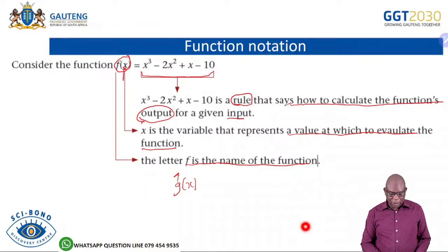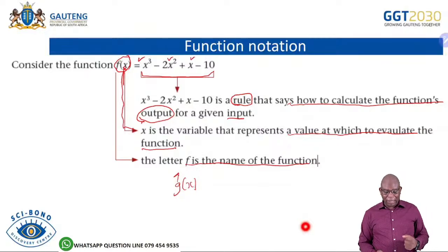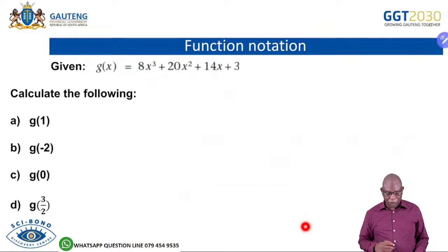So my input is the x. Whatever is given as x, I must substitute into the value of x in there to get the output. So the function notation is very important. If I'm given f of 3, it means I must substitute the value of x by 3. Okay, right. Let's look at the activity in the function notation.